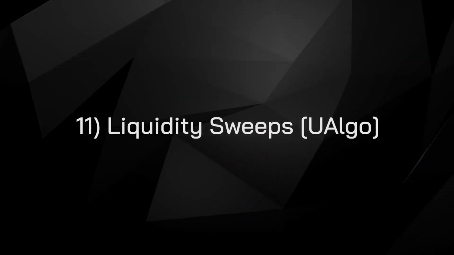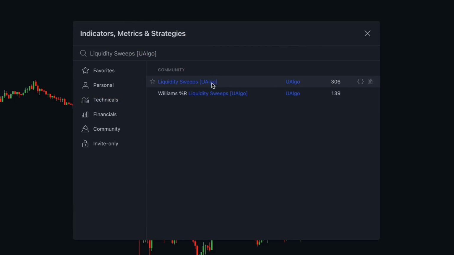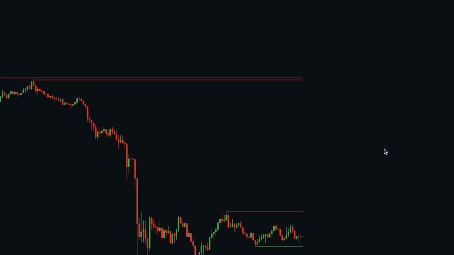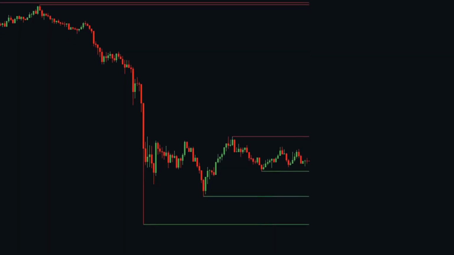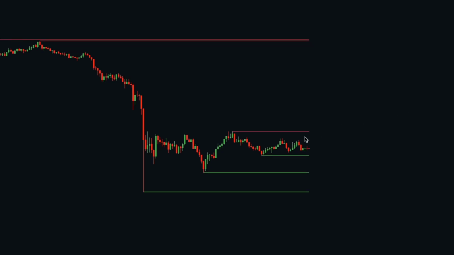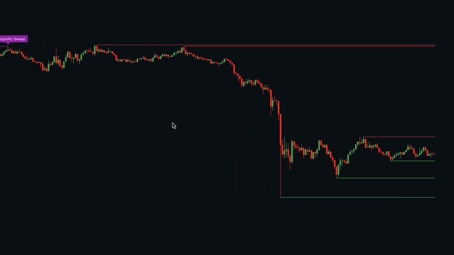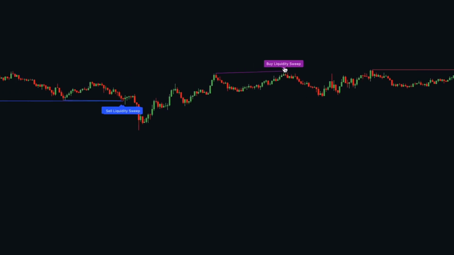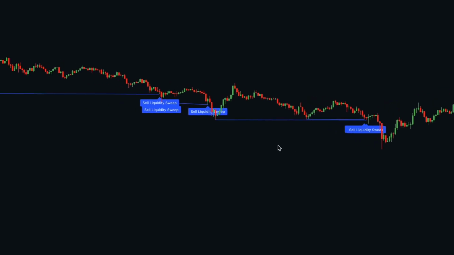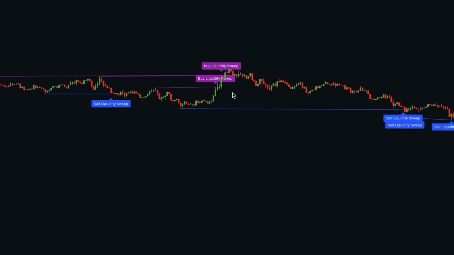This tool is similar to the previous one, however it does have a few differences. It's called Liquidity Sweeps by UAlgo. Just like Lux Algo's script, this tool aims to identify and visualize potential liquidity sweeps in the market, assisting traders in spotting significant price levels where liquidity may be targeted by large orders. The script highlights pivot points and draws support and resistance lines based on user-defined parameters. When a liquidity sweep occurs, the script dynamically adjusts the displayed lines and provides annotations, signaling potential buying or selling opportunities.